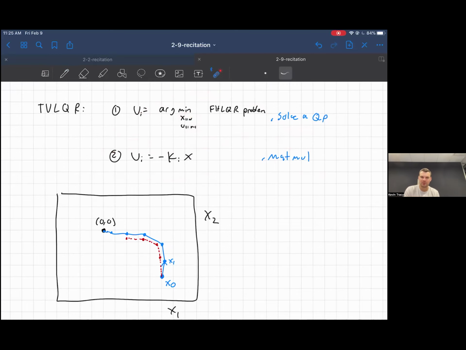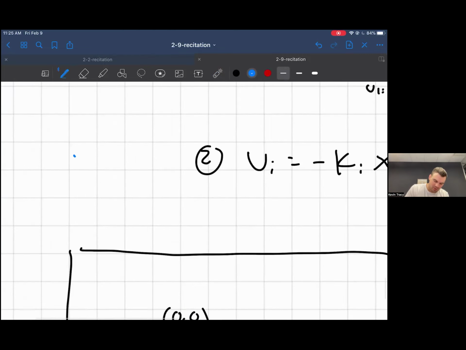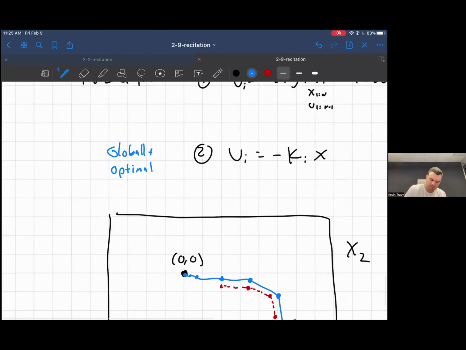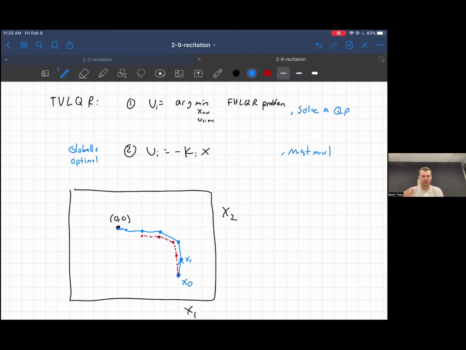I can get a feedback policy, and it won't work for any amount of model uncertainty, but it will work no matter where we are in the state space. And that's super important, that option 2 is going to be global. This is something that we'll explore a little bit in Homework 2, but this is super awesome.